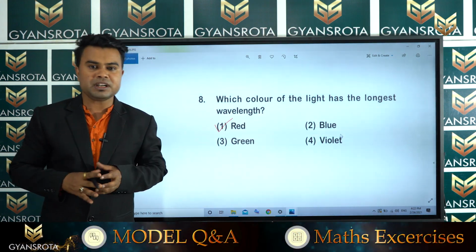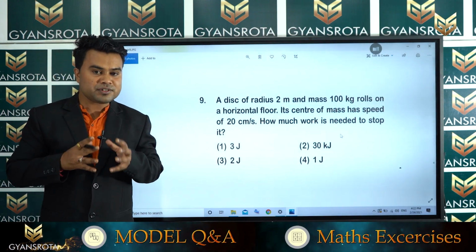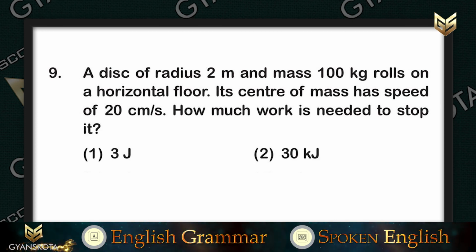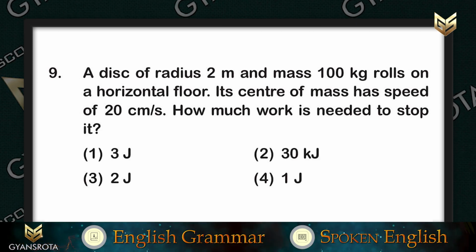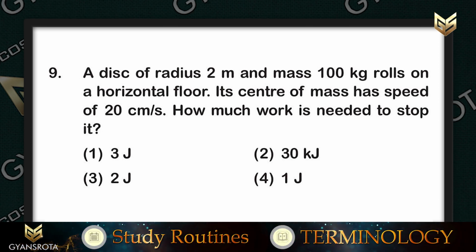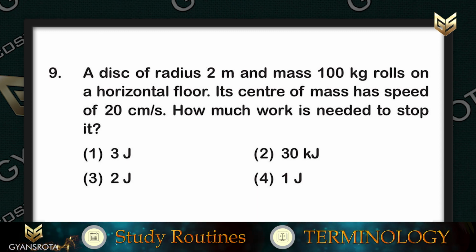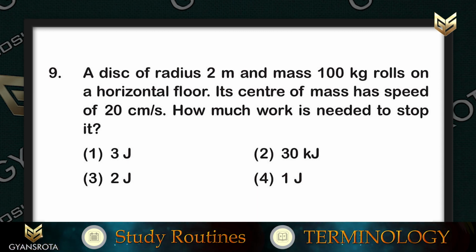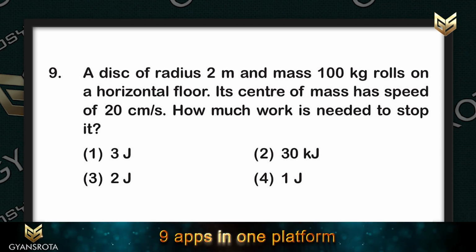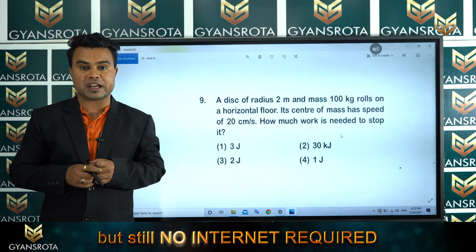Now let us see question number 9. Look at this question. A disc of radius 2 meter and mass 100 kg rolls on a horizontal floor. Its center of mass has a speed of 20 centimeter per second. How much work is needed to stop it? That is what we have to calculate.